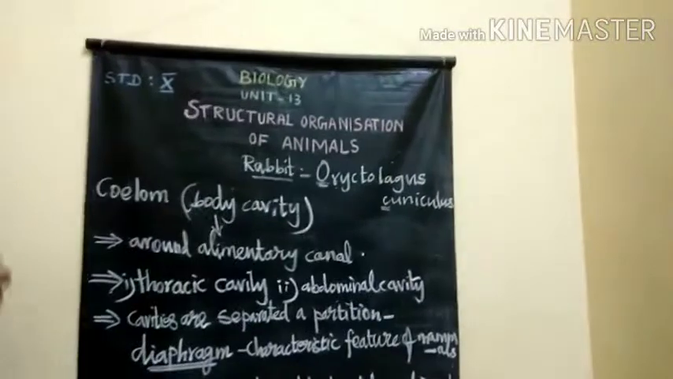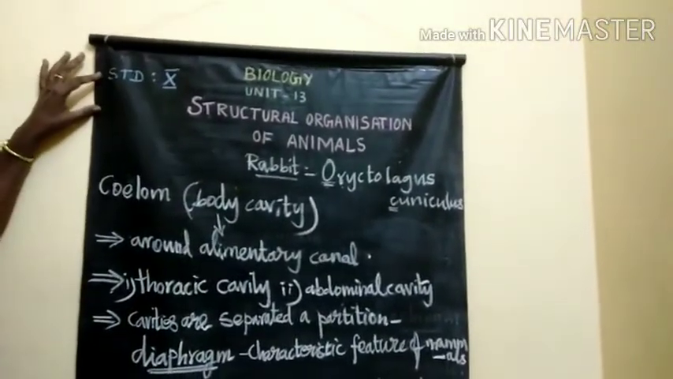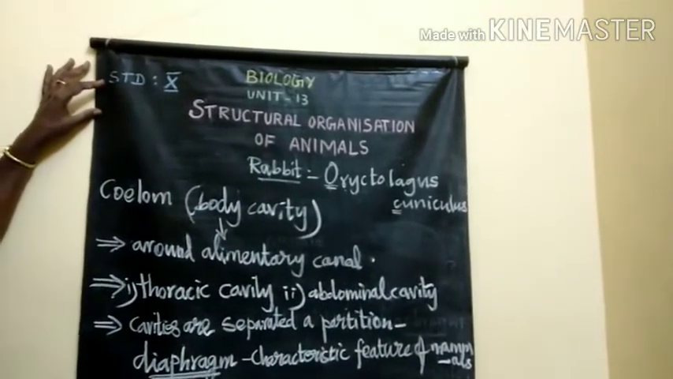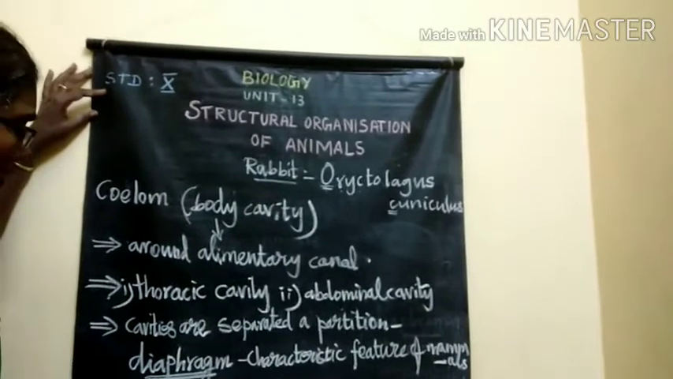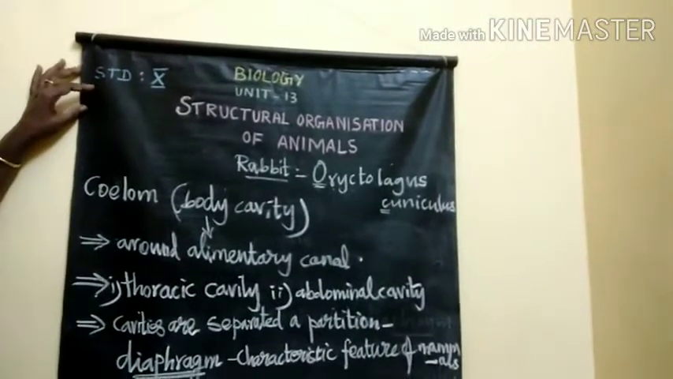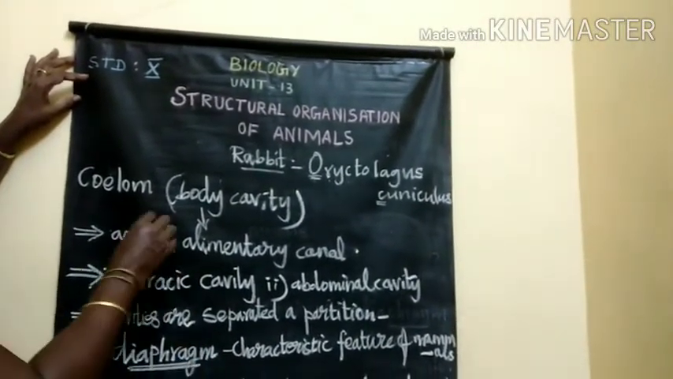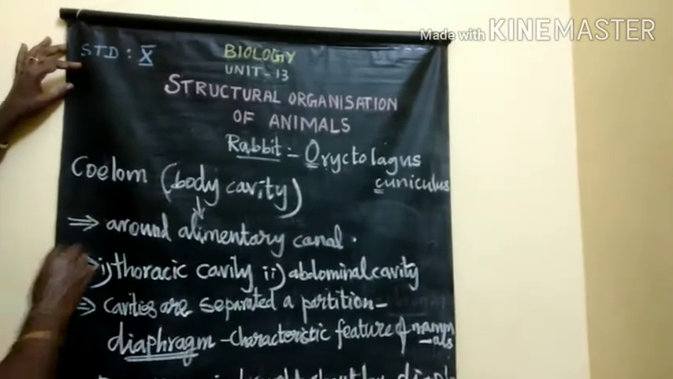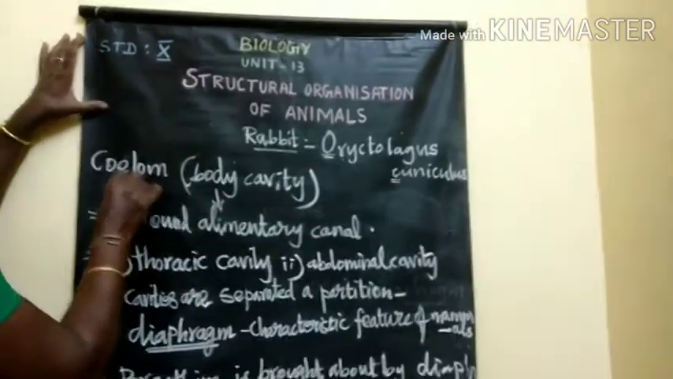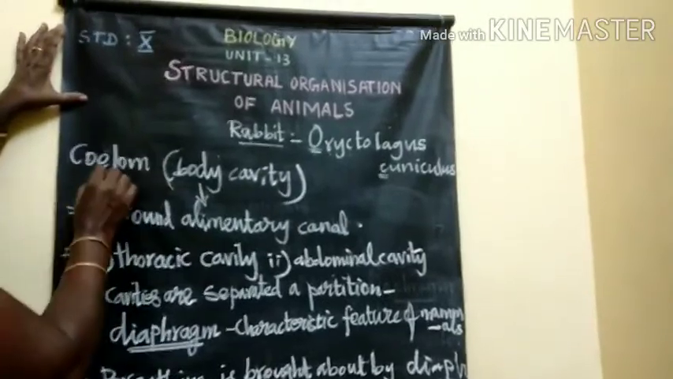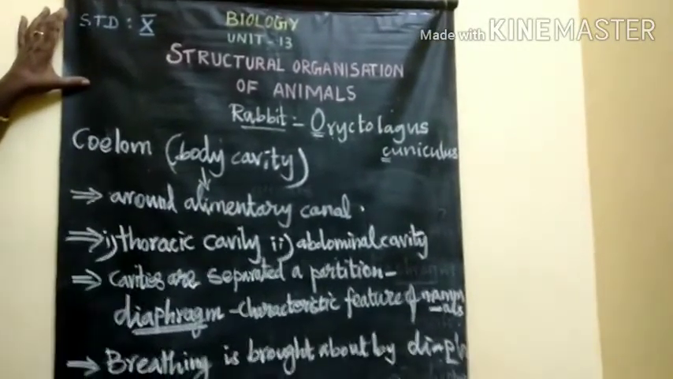Students, I hope you might have understood this lesson very well. Go through this lesson carefully and slowly, and then draw the diagram, practice the diagram, and study the short note on coelom and the external morphology of rabbit.